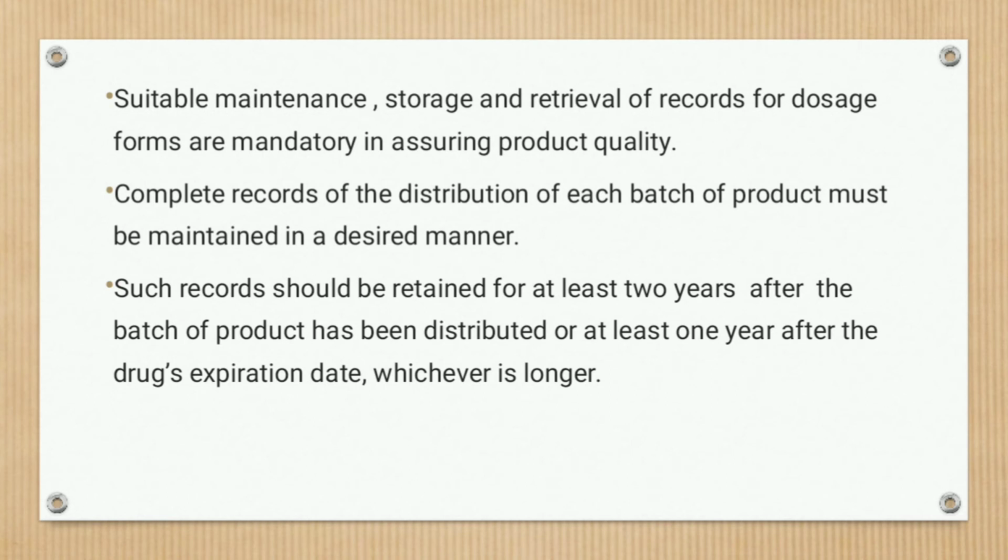Further, such records are required to be retained for at least 2 years after the batch has been distributed, or at least 1 year after the batch expiry date, whichever is longer. So whichever duration is longer, after distribution 2 years, or after expiry 1 year of that respective product, for that much duration the record of that respective batch needs to be maintained.